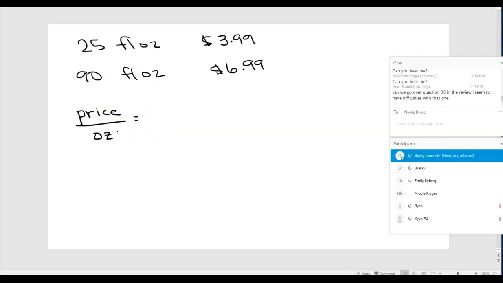Usually what happens is people know they need to divide, but don't remember which way to divide. So for the first one, in your calculator, you'll put in 3.99 divided by 25, which gives you what? Okay, so 0 point, sorry, say it one more time.